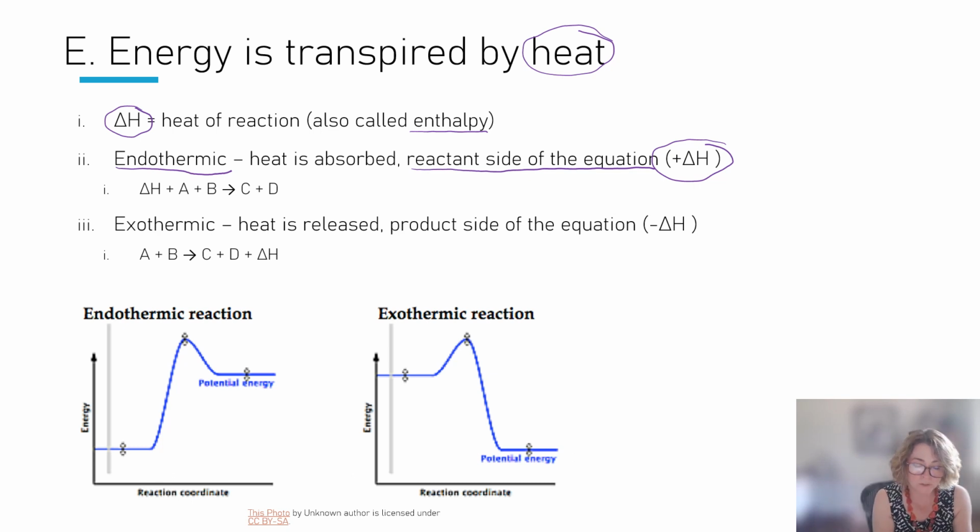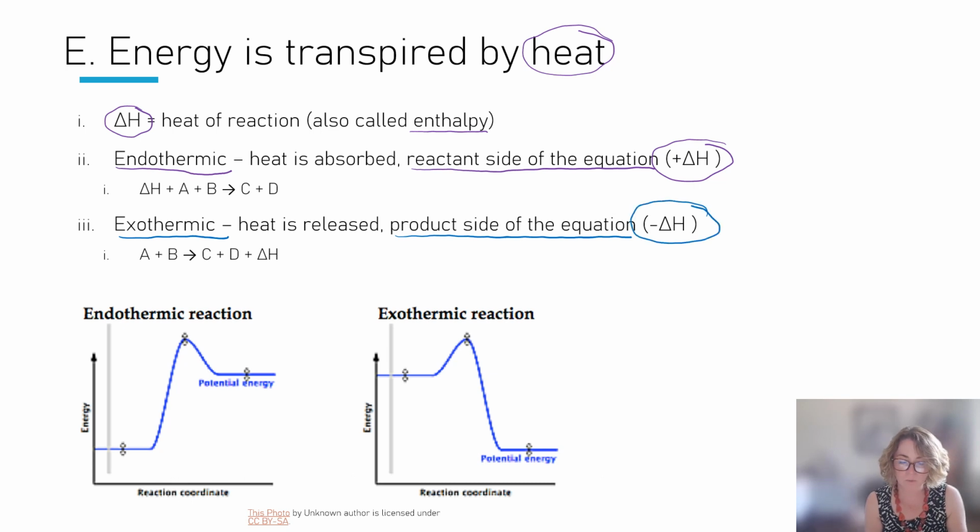Now, if heat is released, it is an exothermic reaction, right? So heat is released, heat will be on the product side of the equation, and then we will tell you that delta H, if we give you that value, is negative. And again, it doesn't mean that it's negative heat. It's just that sign helps us to know whether or not it's exothermic or endothermic. So if it's positive, it's endothermic, and if it's negative, it's exothermic.